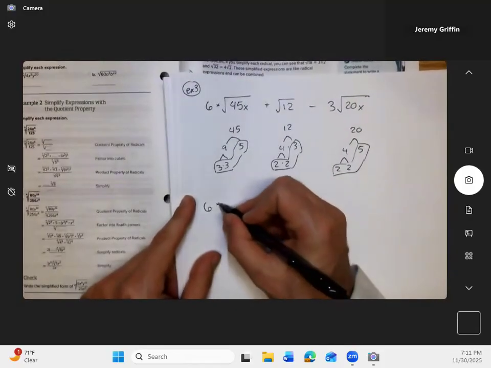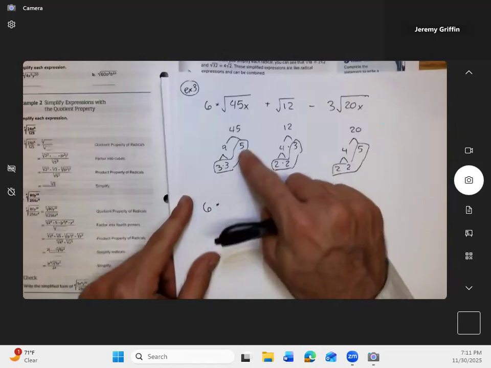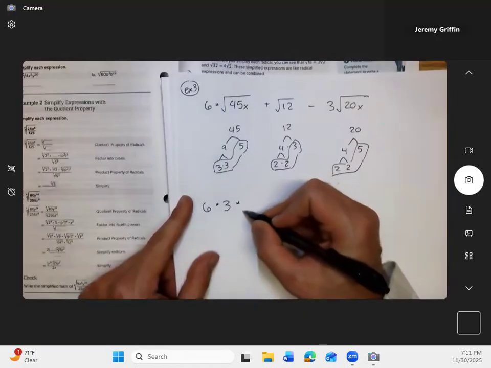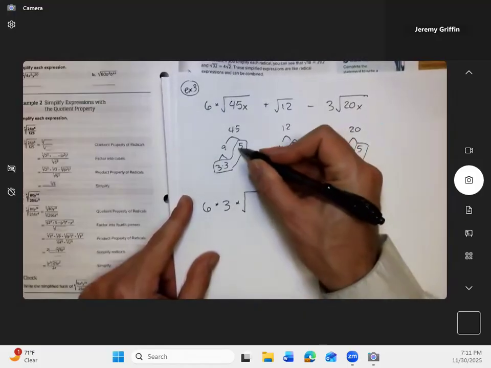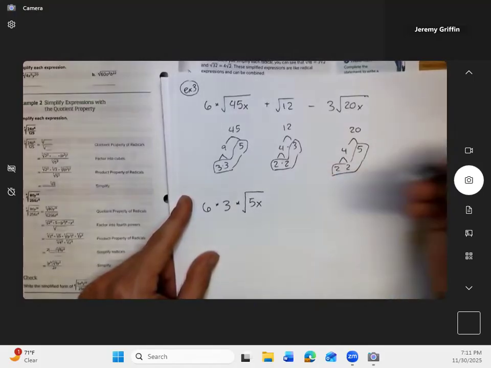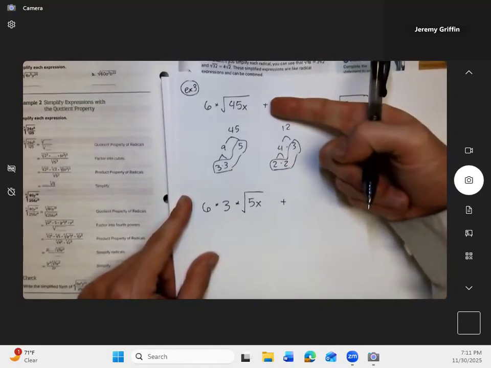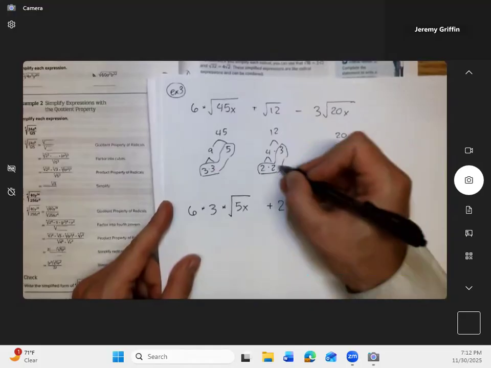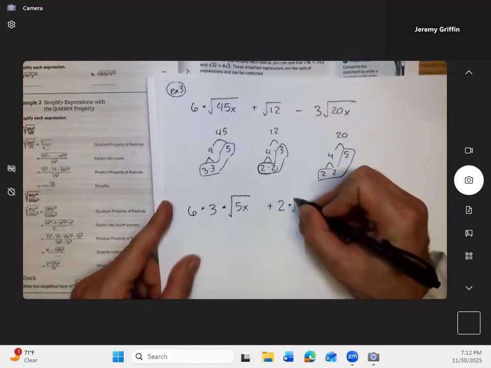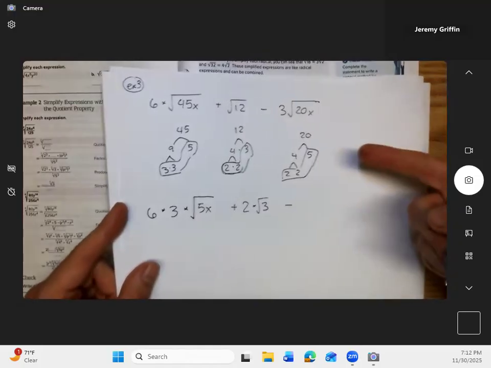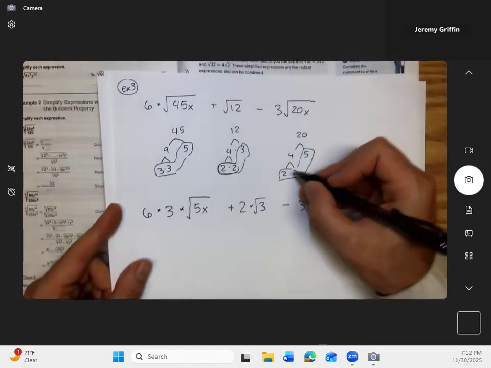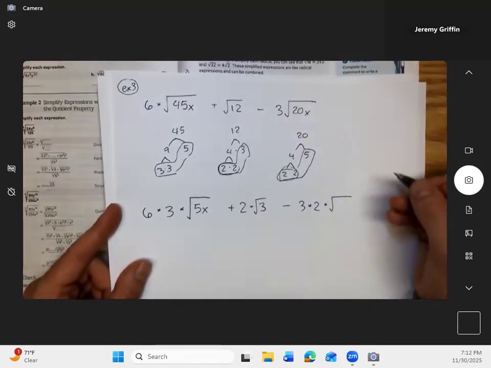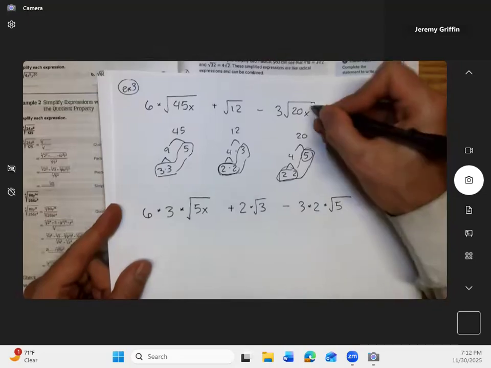We got 6. Now 45, remember, is 3 times 3 times 5, so I can take out a 3 because I got a pair of 3s. And nothing else. So what's left inside is this 5 stuck in here, and also this x. I'll say plus for that. Square root of 12, that's square root of 2, 2, 3, so I can take out a single 2, and I still got the square root of 3. And then over here I'll do minus, and then I got this 3. I can take out this pair of 2s as a single 2, times the square root of, and I still got this 5 here and this x.